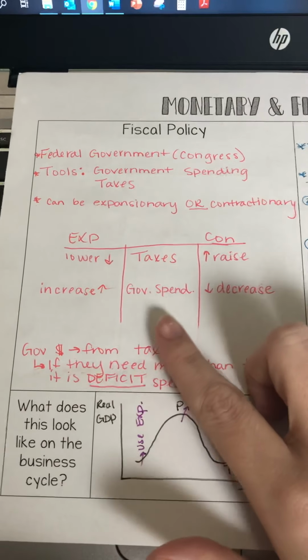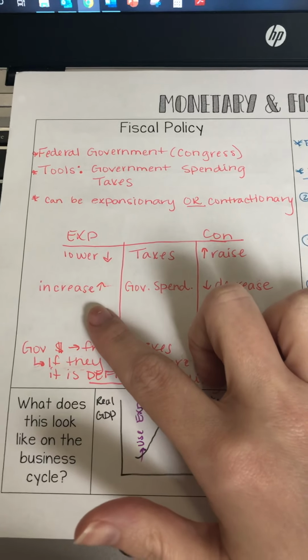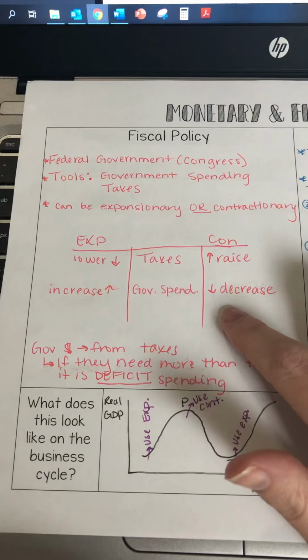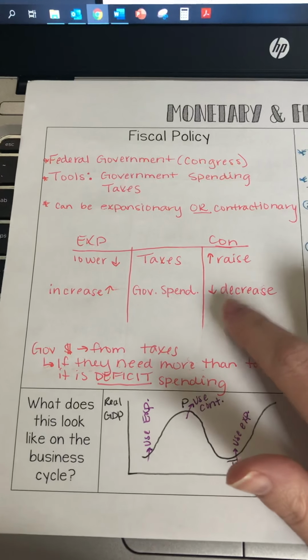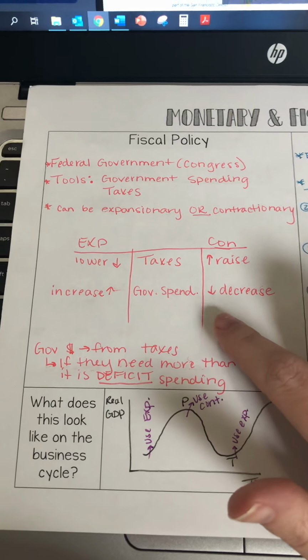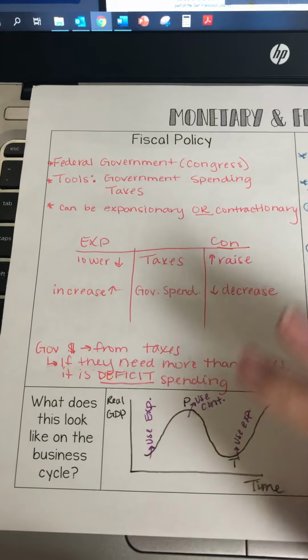So these are the only two options the government has. So lowering taxes and increasing government spending is expansionary policy. Raising taxes and decreasing government spending is contractionary policy. It's important to understand that when they use the expansionary or contractionary policy, we should see both of these things happening during that time period.